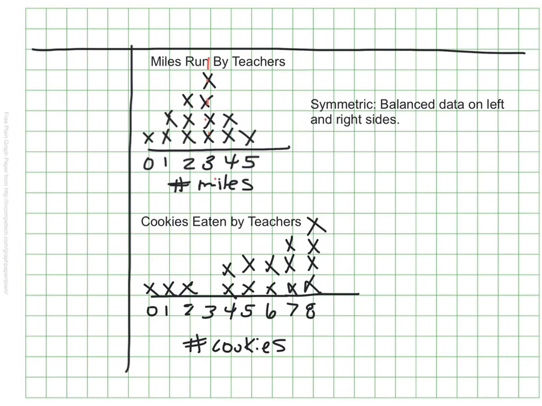Compare the miles run by teachers to this line plot of cookies eaten by teachers. This one is not symmetrical at all. This one we have a different term for, and that is the term skewed. When data is skewed, it means that there is more data heavily on one side than the other. In this case, it's skewed to the right because the right side, those 7s and 8s, is much higher than the left. But you could have data skewed to the left or to the right.